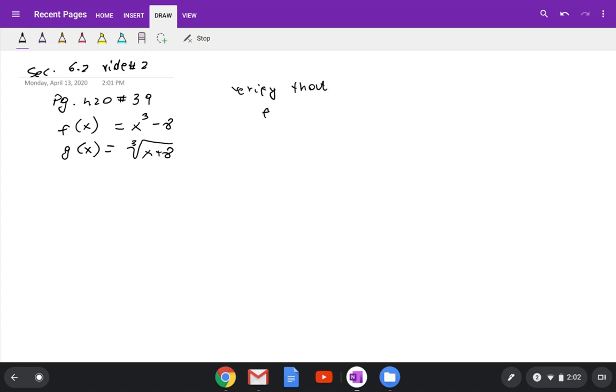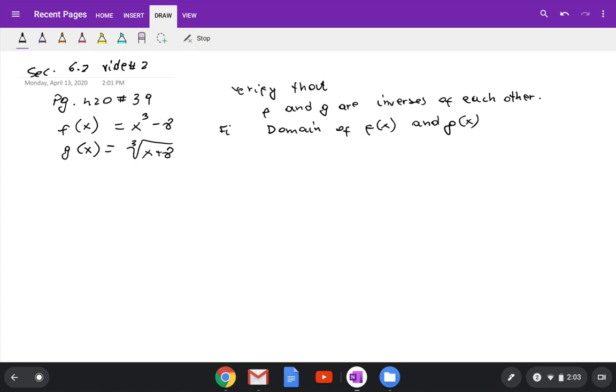that f and g are inverses of each other. And they're asking you to find the domain of each function, because they want you to exclude the x values for which the function won't make sense.